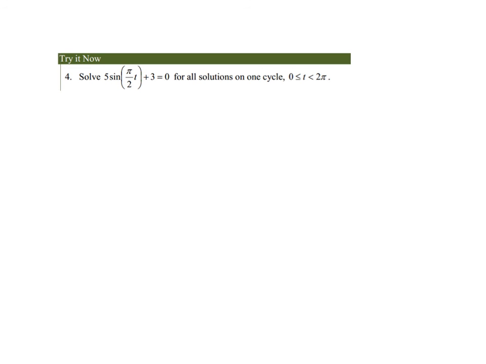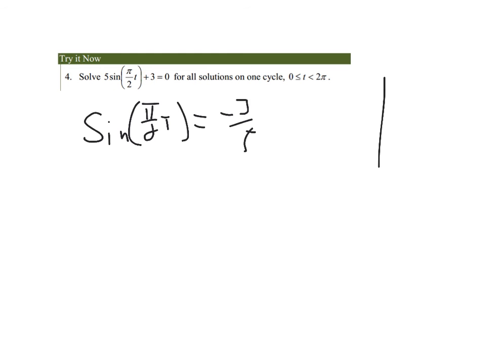Okay, so you probably know the drill by now. I'm going to isolate the sine. So sine of pi over 2 t equals negative 3 over 5. And then I want to think about, let's see. So I know sine's negative here, and I know sine's negative here. And they're telling me between 0 and 2 pi, so the arc sine's going to tell me this negative angle.